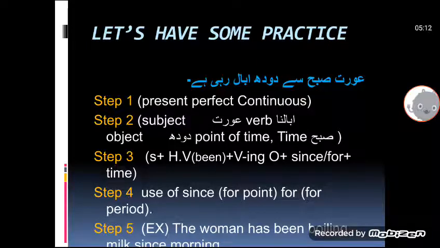Look at the example now. The woman has been boiling milk since morning. Now you can see here morning is a point of time. Clear?